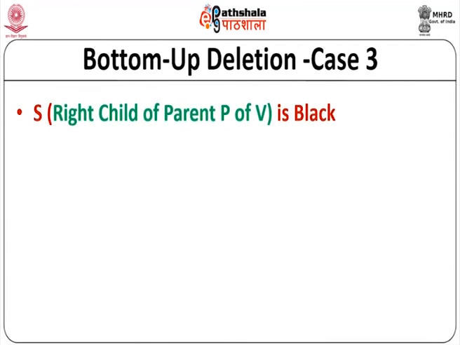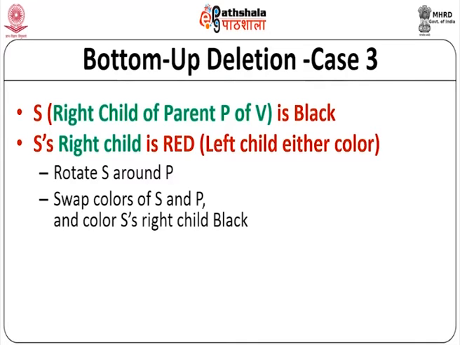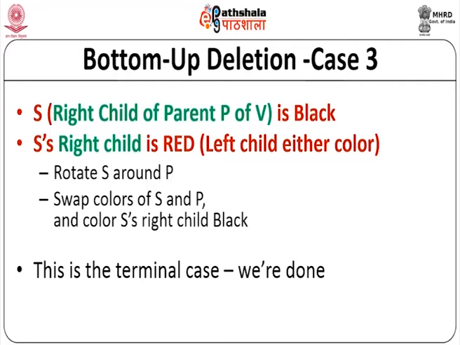So, case 3: the right child of parent P of V is black, that is the previous case. S's right child is red, and we are not bothered about the left child. So, one extra red is there. Rotate S about P, swap the colors of S and P, and color S's right child as black. It was red, now colored black. This is the terminal case and we are done. So, this is the final case.